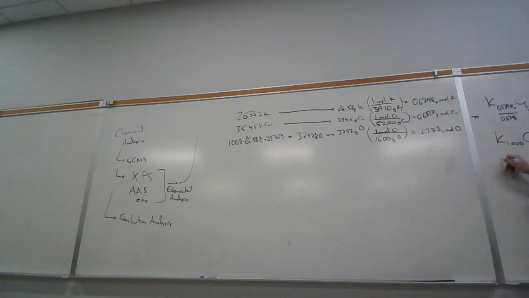Yeah, so potassium is going to be 2. Chromium is going to be 2.0056. Oxygen will be, what, 3.4909 times 2. Oxygen is going to be 6.9818.